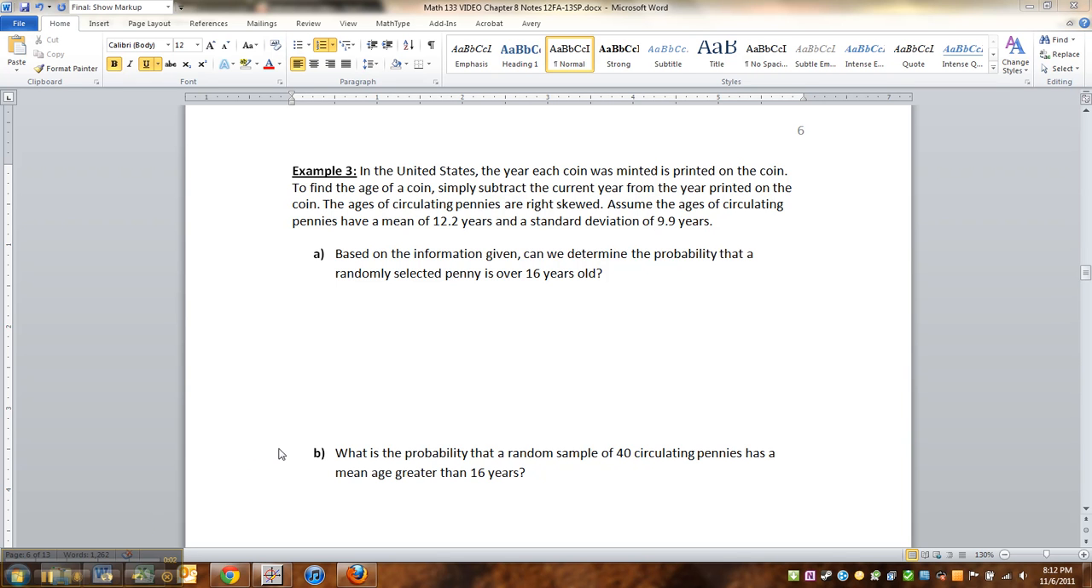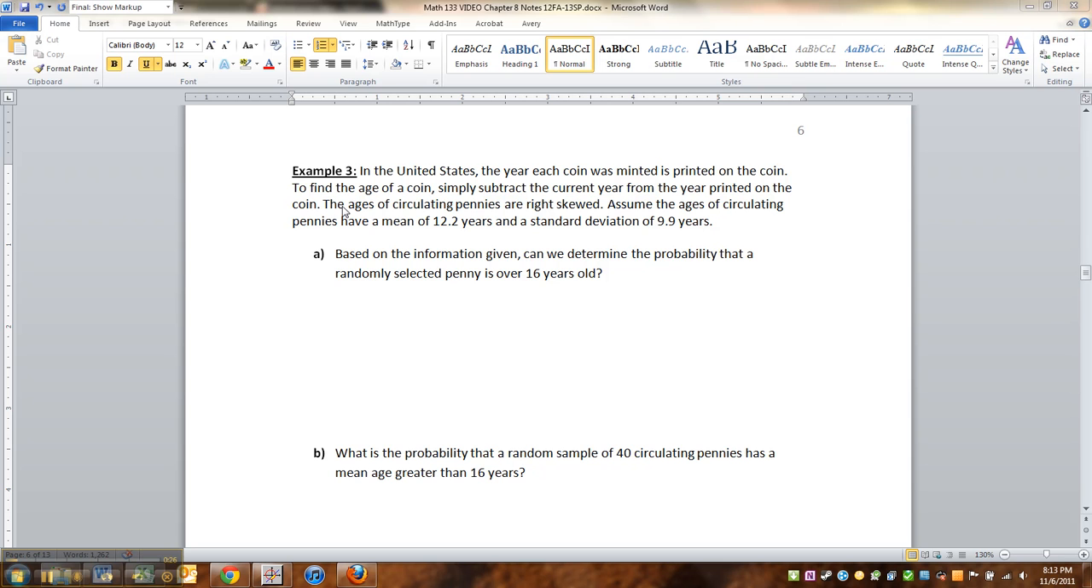All right, so let's continue to apply our newfound knowledge of the central limit theorem. In the United States, the year each coin was minted is printed on the coin. To find the age of a coin, simply subtract the year printed on the coin from the current year. So, for example, if it's 2010 and the coin says 1970, you subtract 2010 minus 1970 and you get a 40-year-old coin.